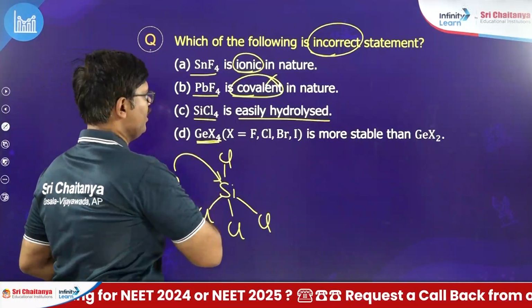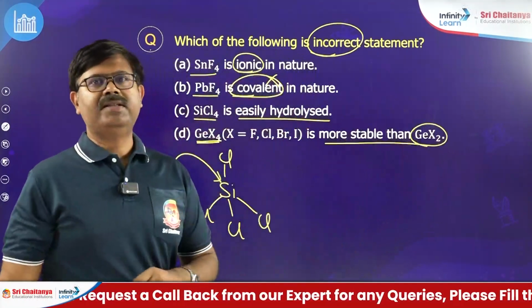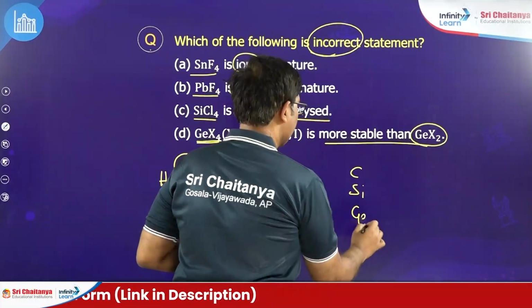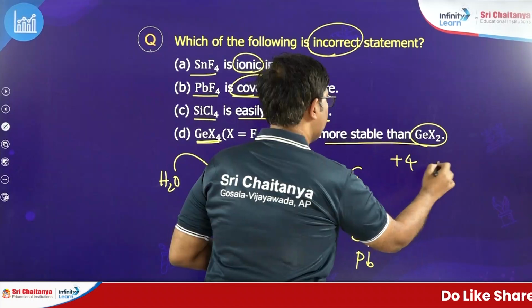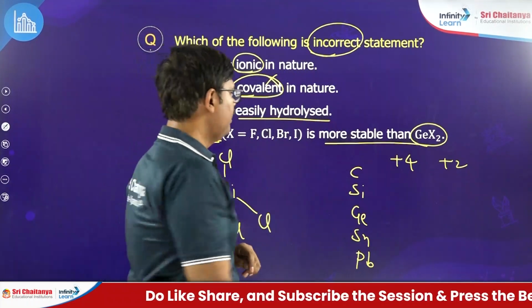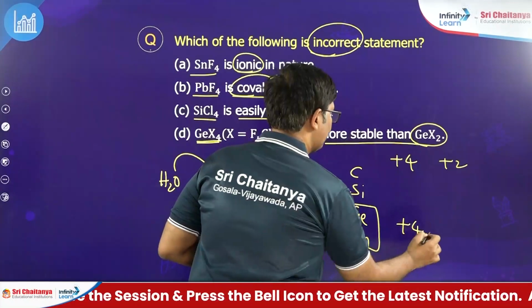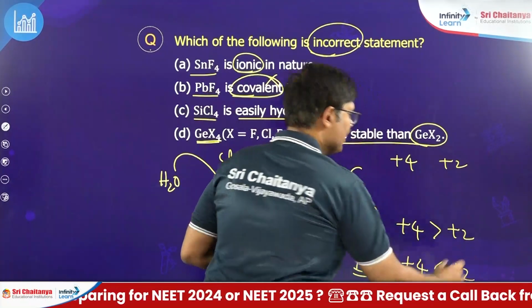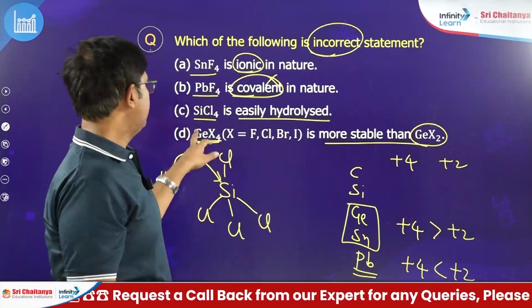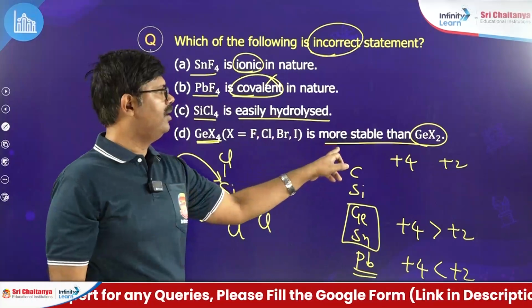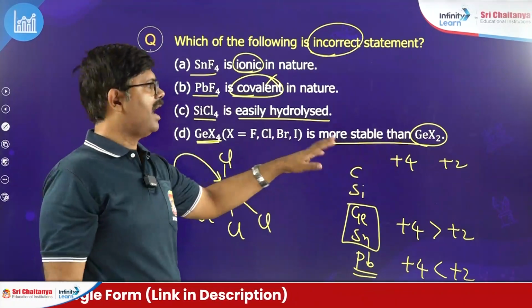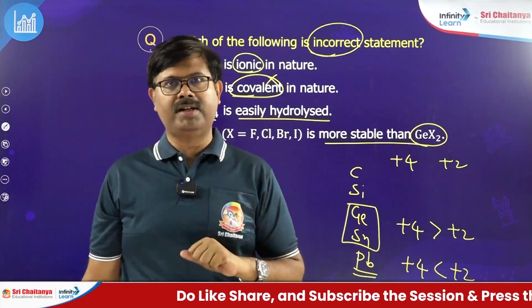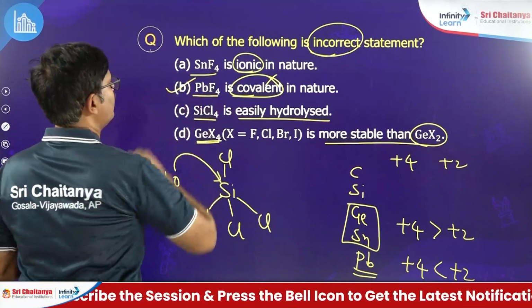Next, GeX4 is more stable than GeX2. Germanium belongs to the carbon family: carbon, silicon, germanium, tin, lead. Here there are 2 states it will exhibit, +4 state and +2 state. In germanium and tin, the +4 state is more stable than the +2 state, whereas in lead, the +4 state is less stable than the +2 state due to the inert pair effect. So they are saying germanium in the +4 state is more stable than in the +2 state. It happens with tin also, but in case of lead it is reverse: the lead +2 state is more stable than the +4 state. So among these 4 options, the second option is the incorrect one.